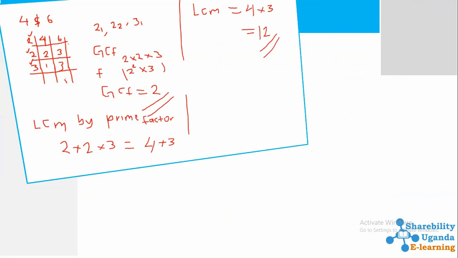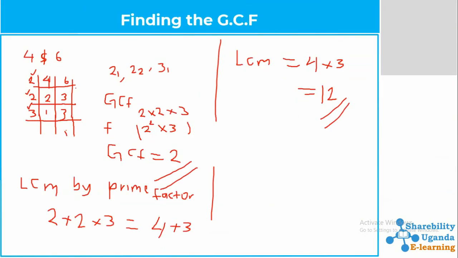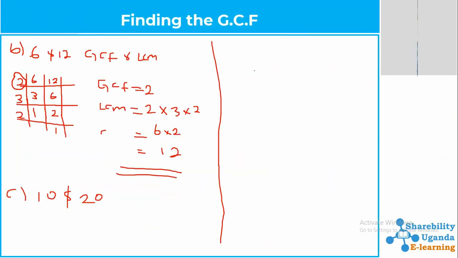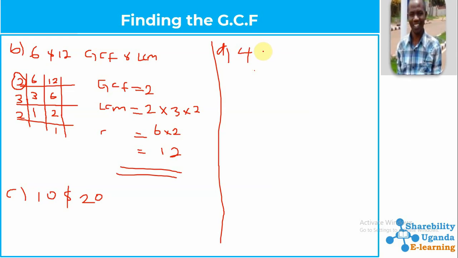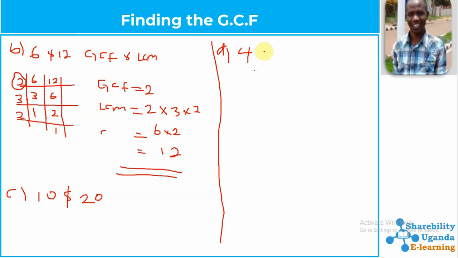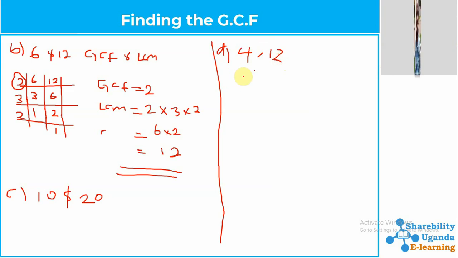Okay, let's have a look at this question. We have our 4 and 12. This is ABC, this is D. Our part D, we have 4 and 12. So here we can use our other method, which is a factor tree method, where we have 4 here.